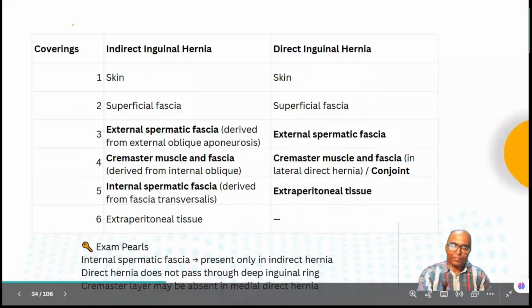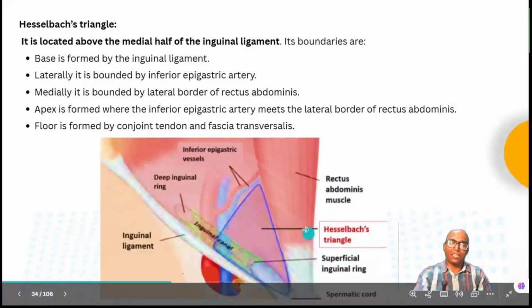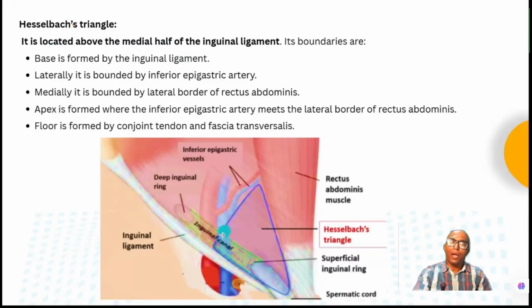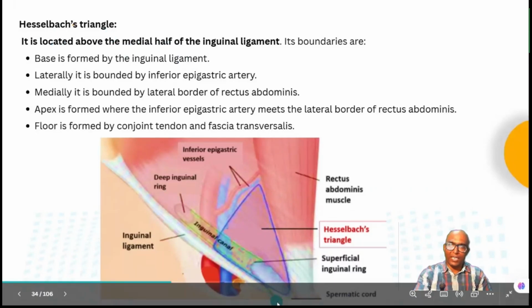So this is the Hesselbach triangle, through which the direct inguinal hernia will pass through this posterior triangle, which is called Hesselbach's triangle. It is located above the medial half of the inguinal ligament.